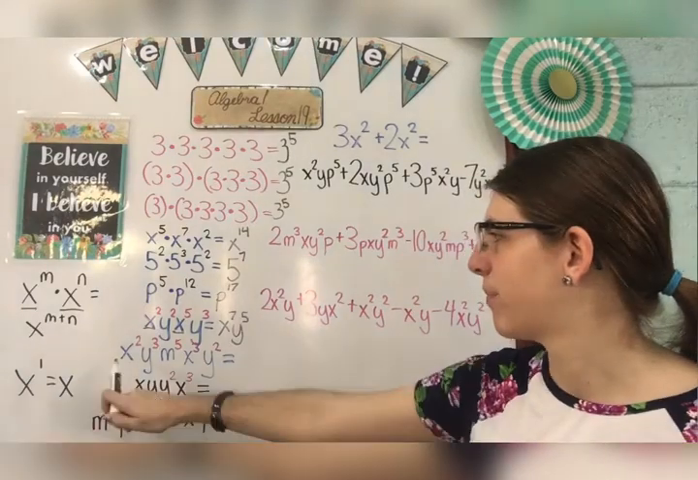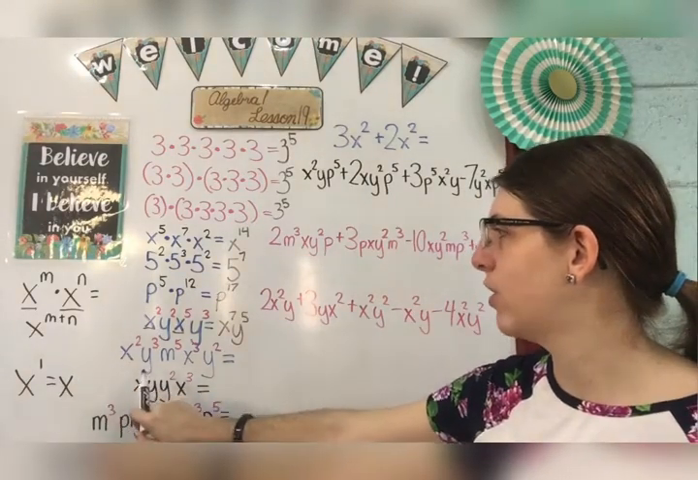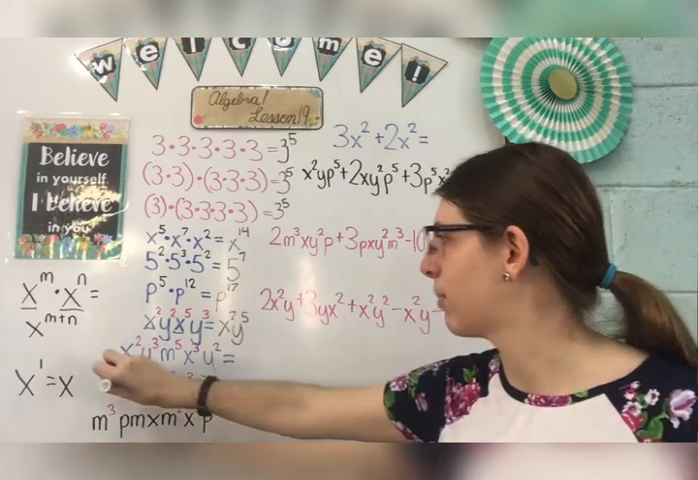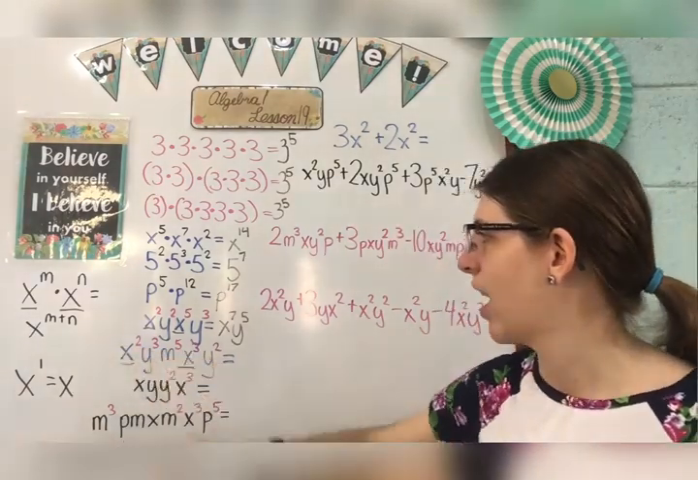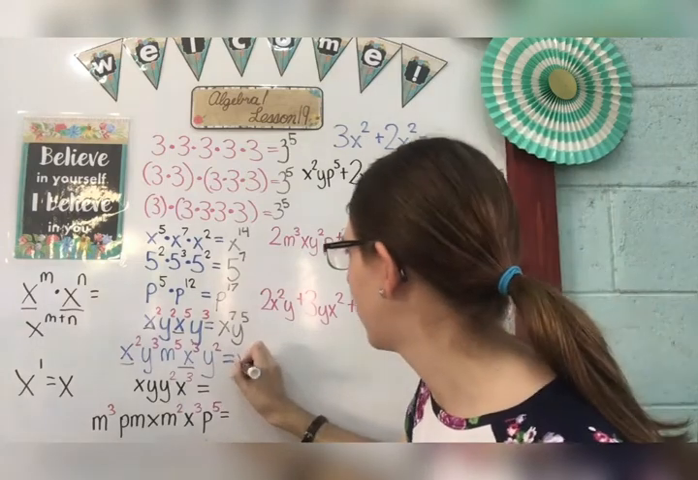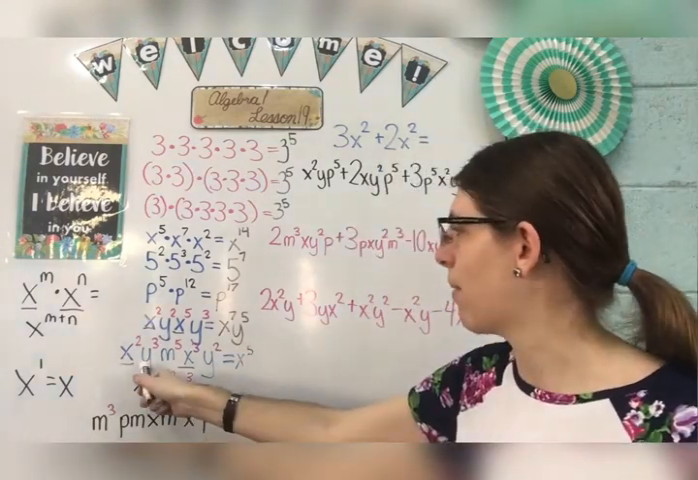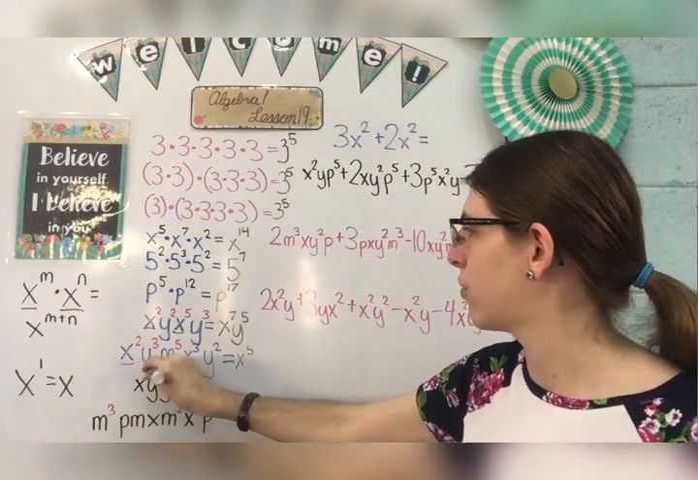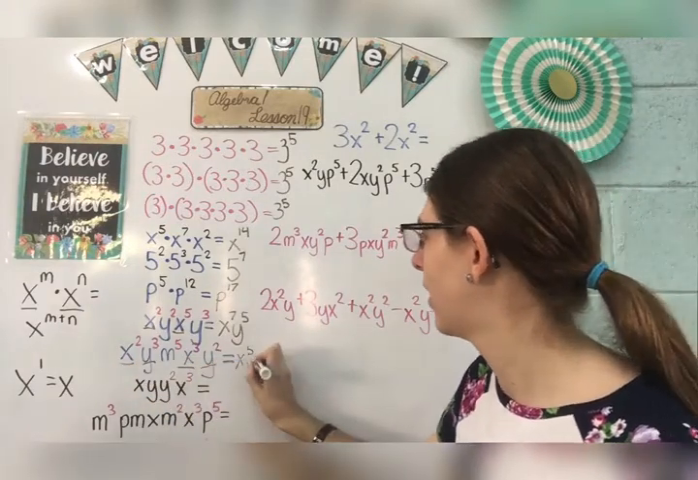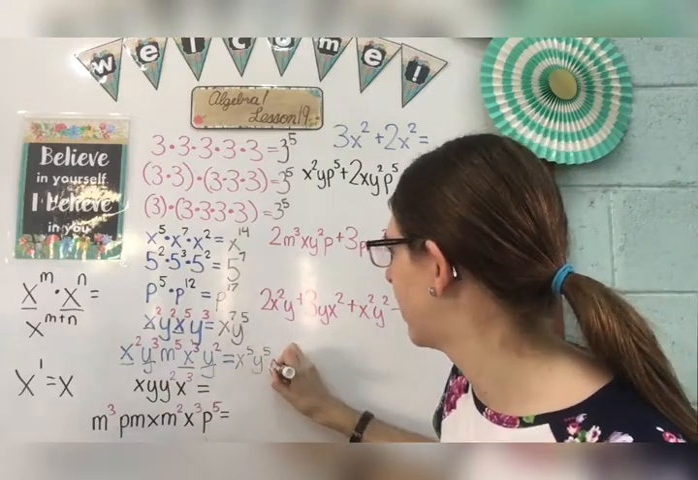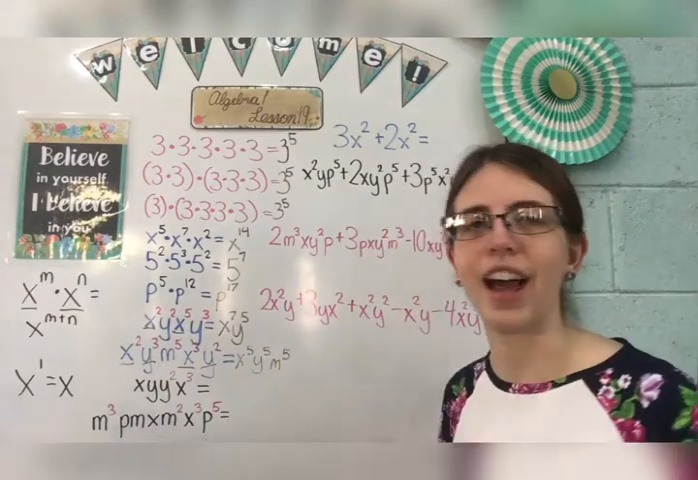Let's look at another one. x squared, y cubed, m^5, x cubed, y squared. I'm going to start with my x's just because it's in front. 2 plus 3 is 5, so this is x to the 5th power. Then my y's. 3 plus 2 is 5. m has nothing else, so it's just m^5. Okay?